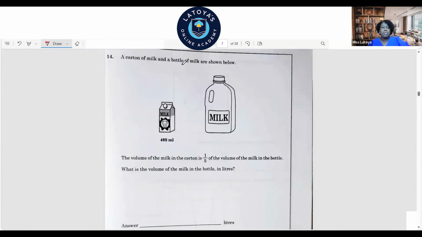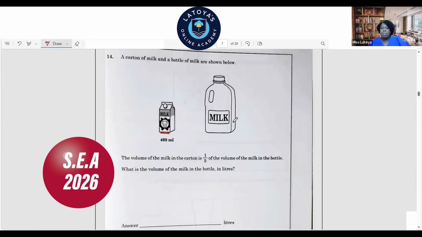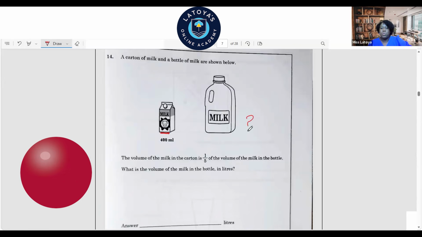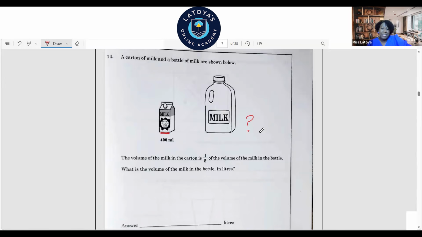A carton of milk and a bottle of milk are shown below. So here we have the carton of milk and it's 400 milliliters. And we have the bottle of milk and we don't know how many milliliters or liters it is. The volume of milk in the carton is 1/5 of the volume of milk in the bottle. What topic is this? They're telling us that the volume of milk here is equal to this fraction. Once they're telling you that a number is equal to a fraction, that's a hint to calculate the whole.